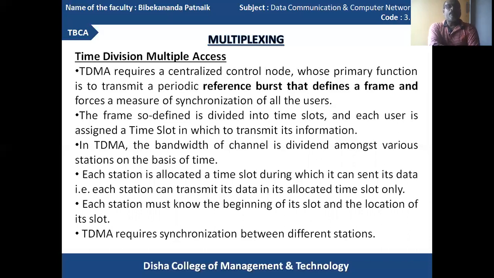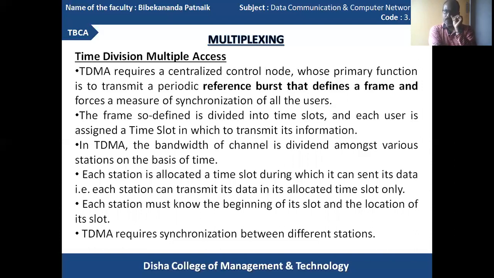The next point is the frame, so defined, is divided into time slots, and each user is assigned a time slot in which to transmit information. As I said earlier, every individual time slot is given to a specific user who can transmit its information over a network. In TDMA, the bandwidth of the channel is divided among various stations on the basis of time. So it is completely based on the subsequent time slots.